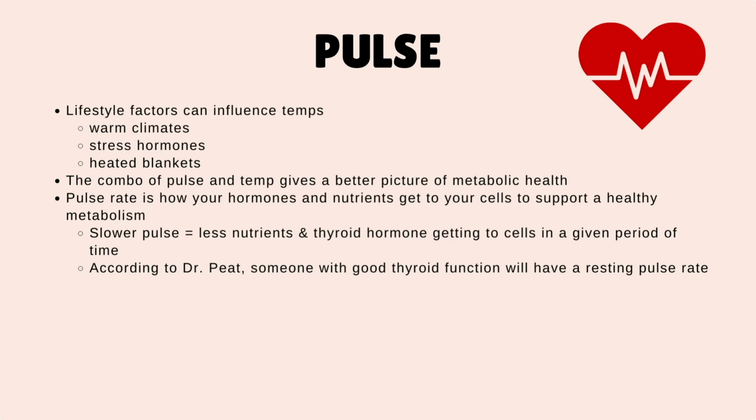Pete, someone with good thyroid function will have a resting pulse rate between 80 and 95 beats per minute. If you think about it, your pulse rate is how your hormones and nutrients actually get to your cells to support a healthy metabolism. A slower pulse means less nutrients and less thyroid hormone actually getting to your cells in a given period of time.